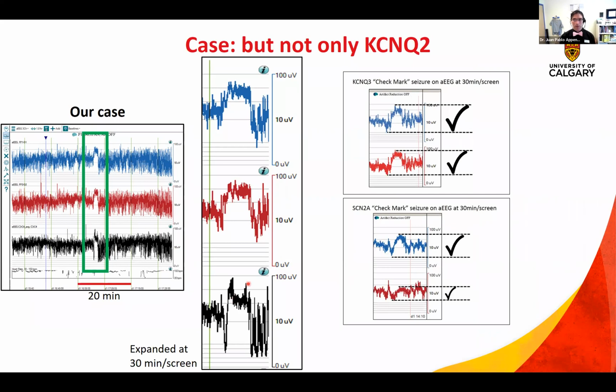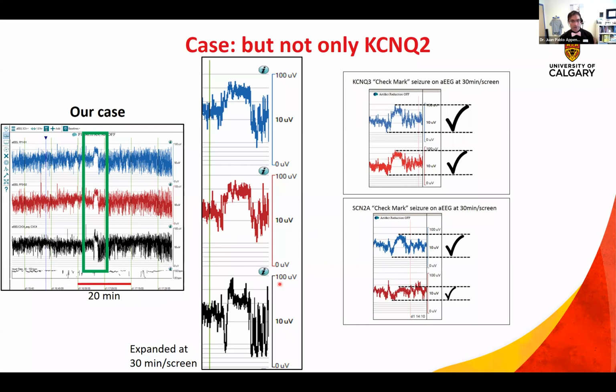We came up with, in a poster we presented at AES, that we picked up several cases that were not only KCNQ2 but also KCNQ3 and SCN2A. We came up with a checkmark seizure idea.